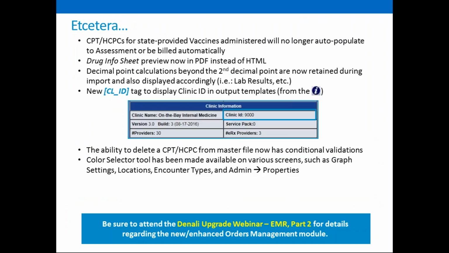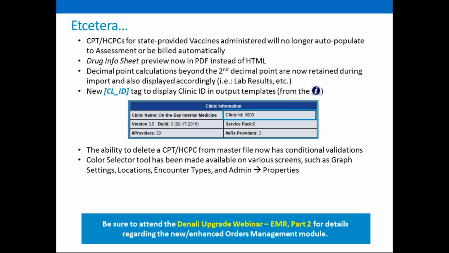And then just across the board, some system-level miscellaneous changes. There's some validation added that CPT HCPCS at a state level will no longer auto-populate the claim. Your drug info sheet is now available in PDF instead of HTML. If you do any kind of interface like lab results with decimals, the entire decimal range will now be displayed instead of truncating at 2. There's a new clinic ID output tag to include the clinic ID on any of your output templates.